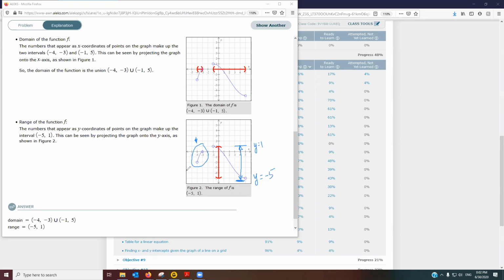So when I write that in interval notation, you always write the smaller number first. So I'm going to write -5, 1. These are both empty circles. Empty circle means put a parenthesis on it. So the range is -5, 1. All right, hope this is helpful as you're working in Objective 8.